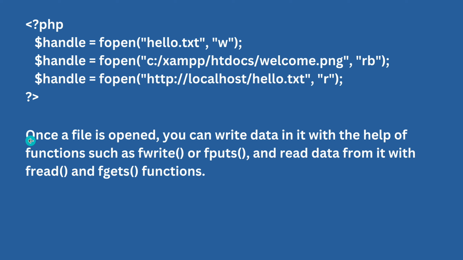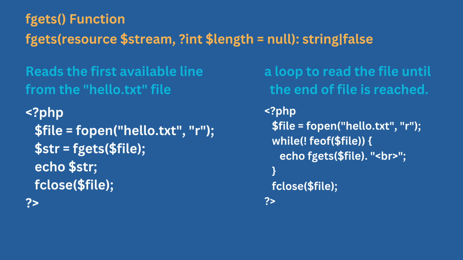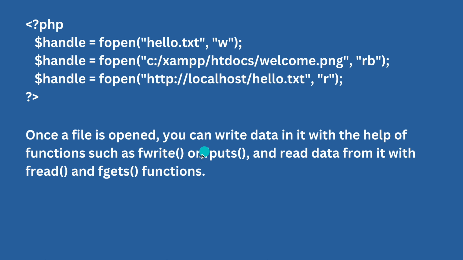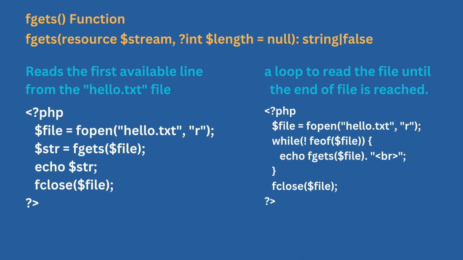To read and write. Once a file is opened, you can read or write data in it with the help of functions. Once a file is open, you have two functions for writing: one is fwrite, another is fputs. If you want to read data from it, we have two other functions, fread and fgets. So let us see some examples of how fgets works.